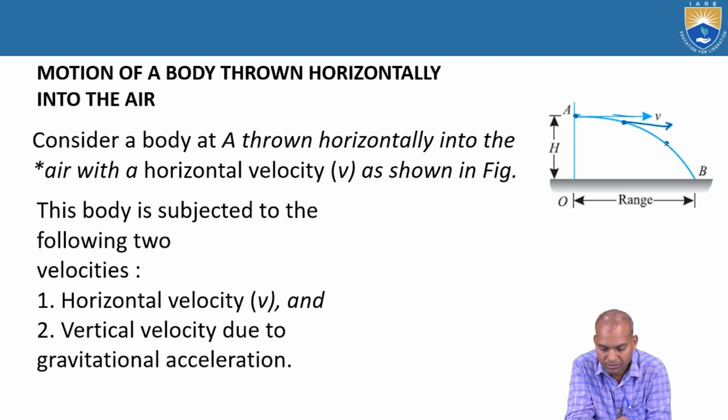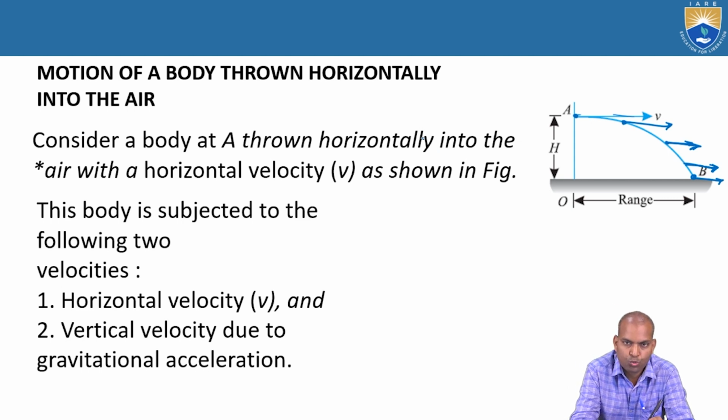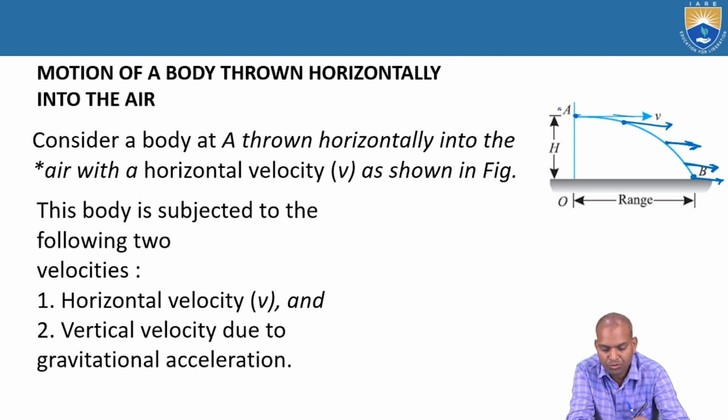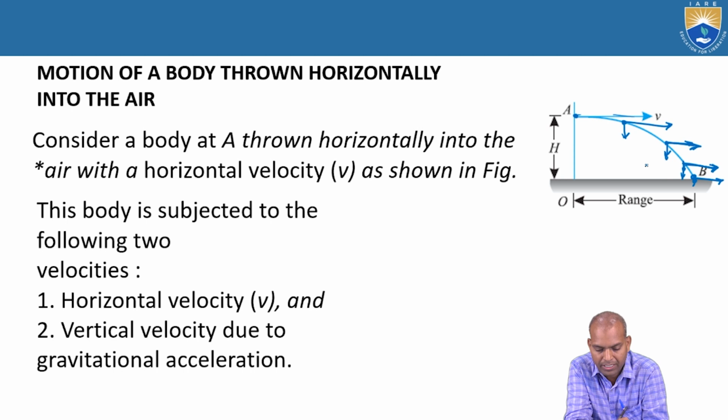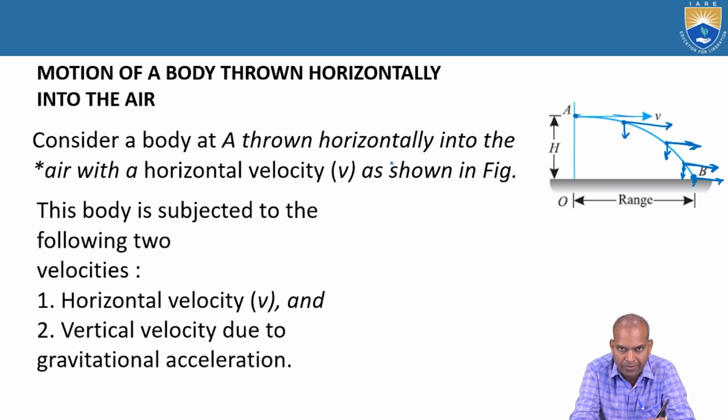The magnitude of the horizontal velocity remains constant throughout the path of the trajectory. Whereas for the acceleration due to gravity, the magnitude of the vertical velocity will increase from top to bottom. The magnitude is going to change. So the horizontal component of velocity remains constant in both magnitude and direction, whereas the vertical component of velocity changes both in magnitude and in direction.